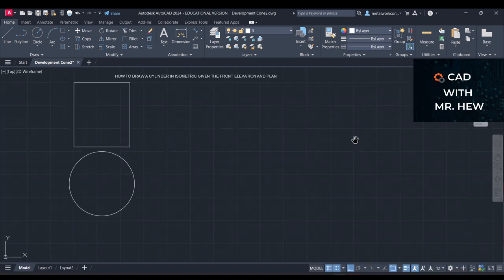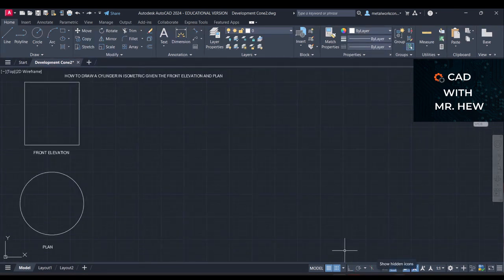What we're going to do now is draw the starting point for our cylinder. I've labeled the front elevation and plan for you, and I've put some space between the front and the plan so that you can see the drawing a little bit more clearly. Now the next thing we're going to do is draw a line just to indicate the starting point for our isometric projection.